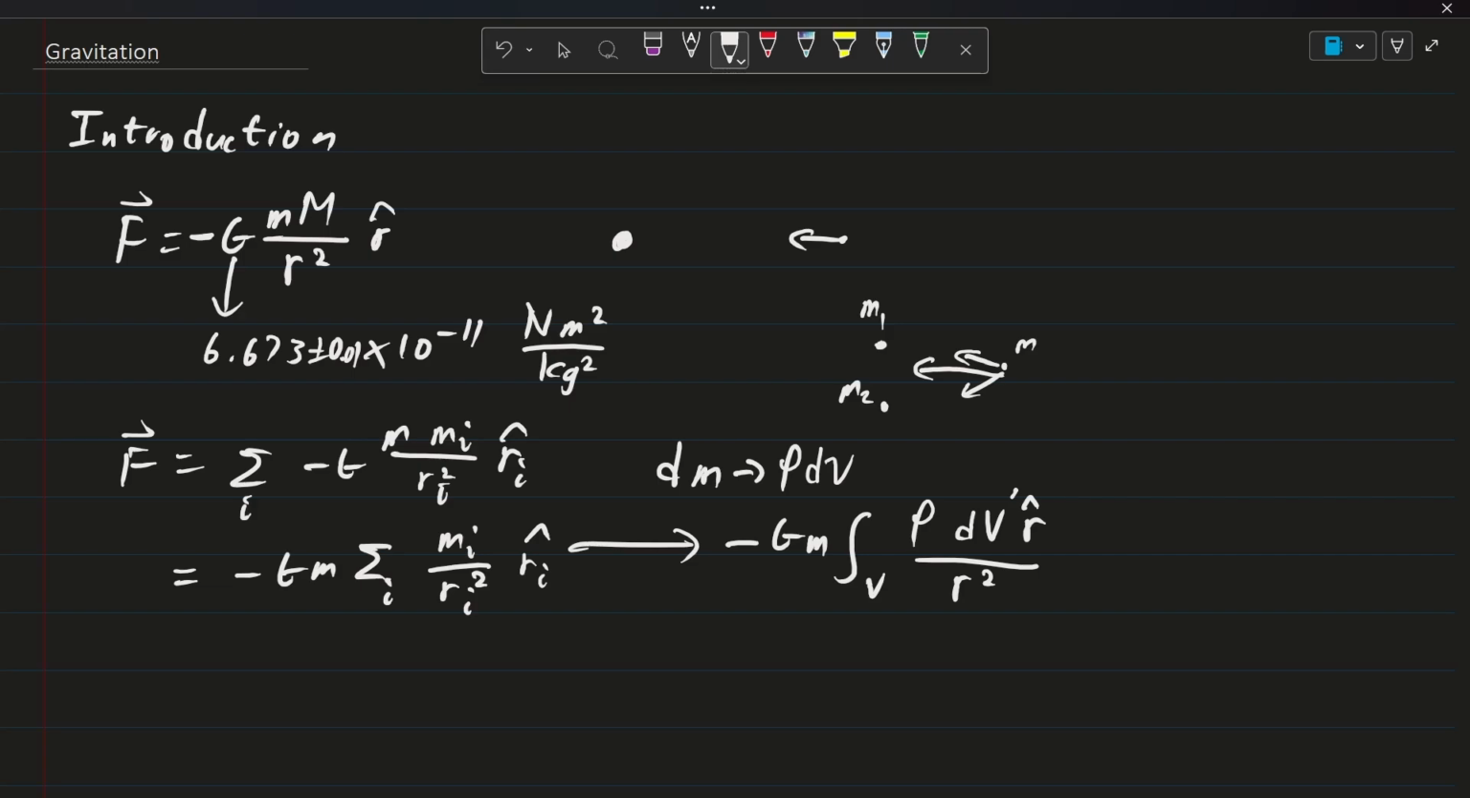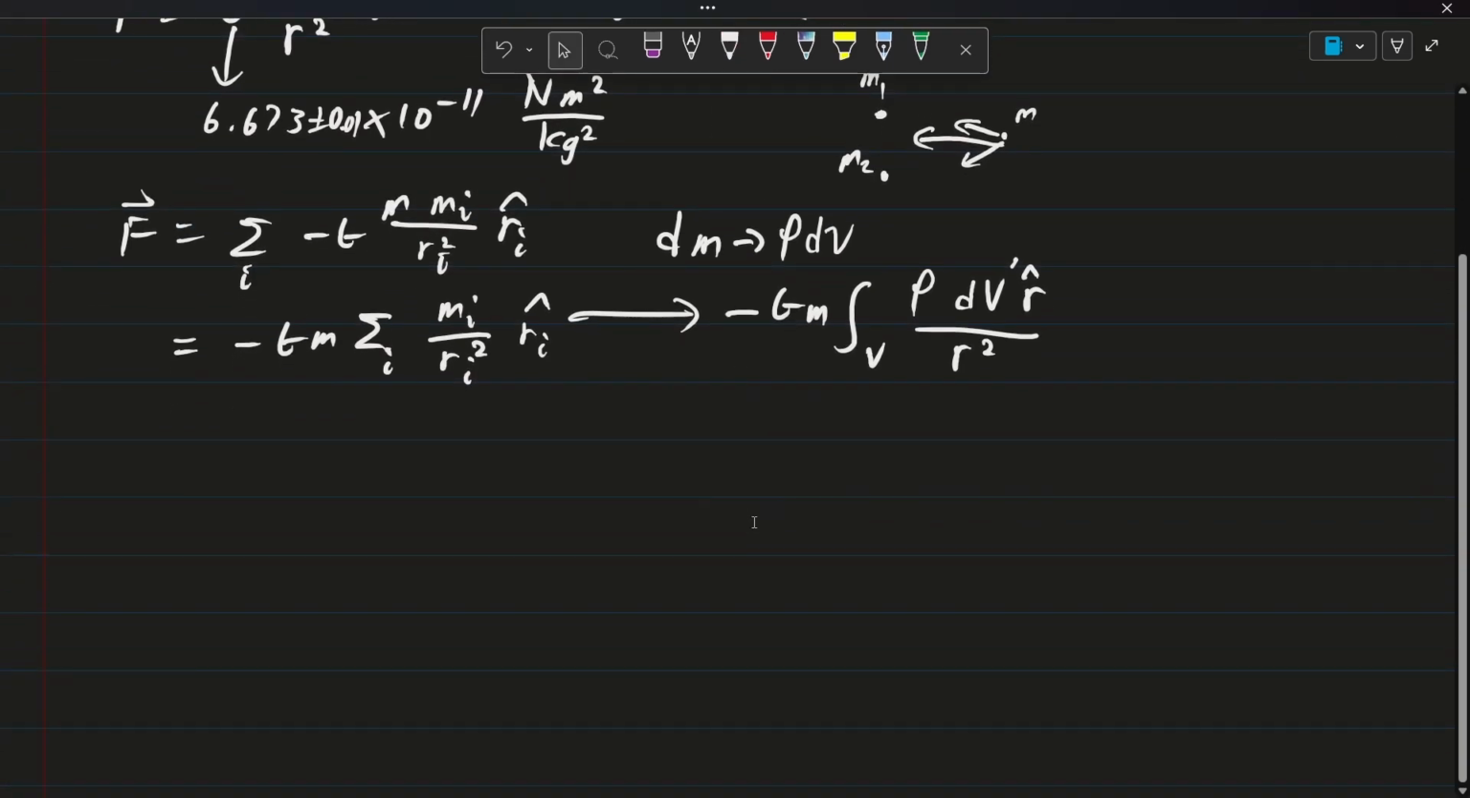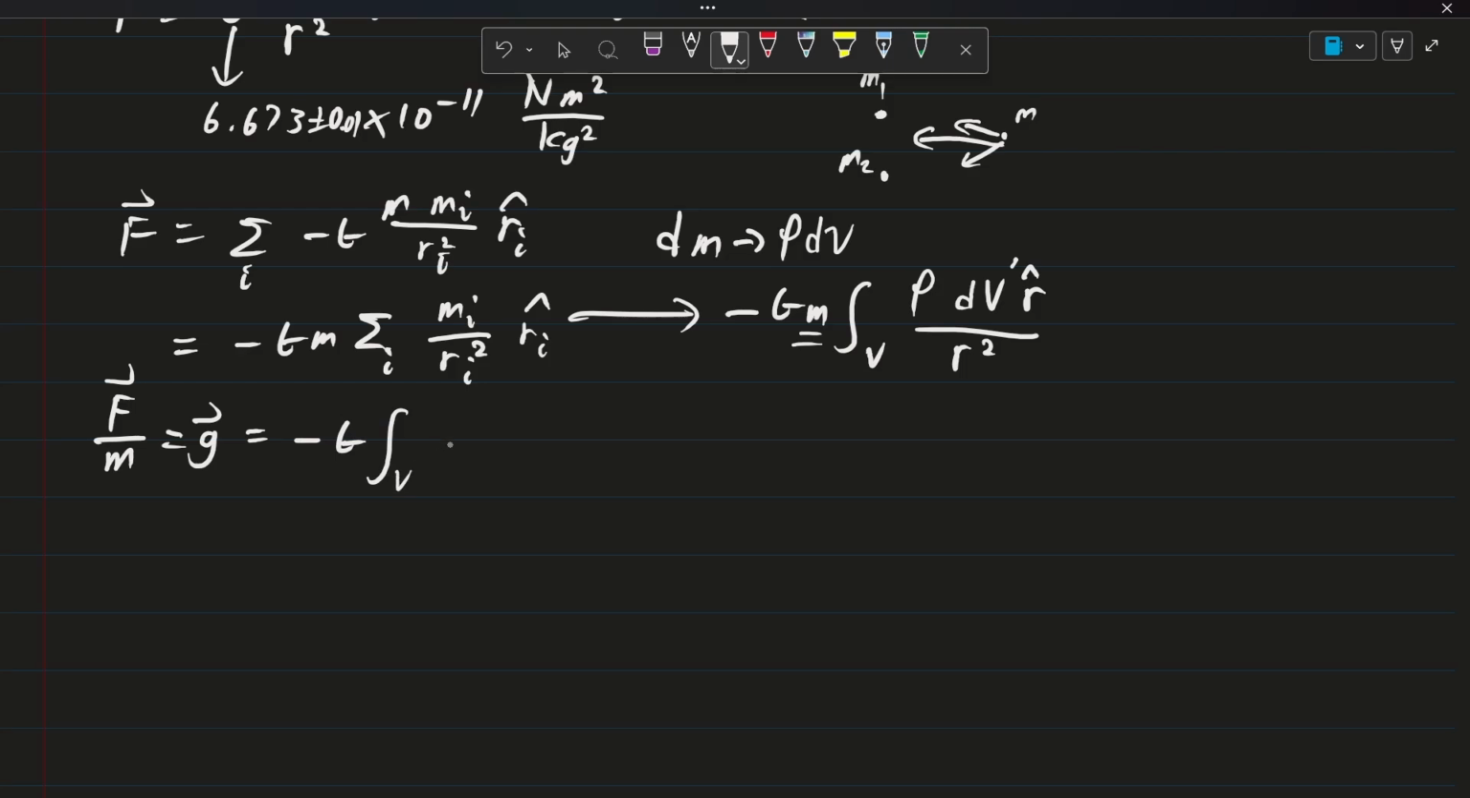Now, we see that this is proportional to the mass m, which is one of the properties of the particle of interest. If we can remove such parameters, it would be better for us, and we could do that. We define the F vector over m, and this is what we call the gravitational field. The unit of the gravitational field is acceleration. It is negative G, the integral over the volume of rho r hat dV prime over r squared.